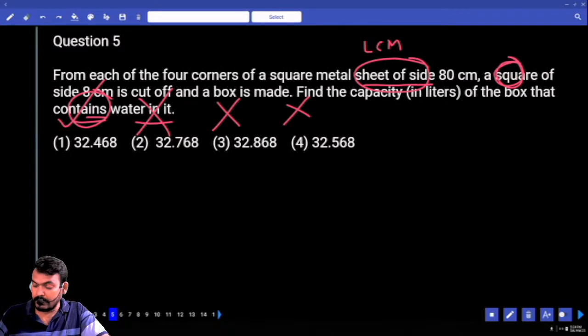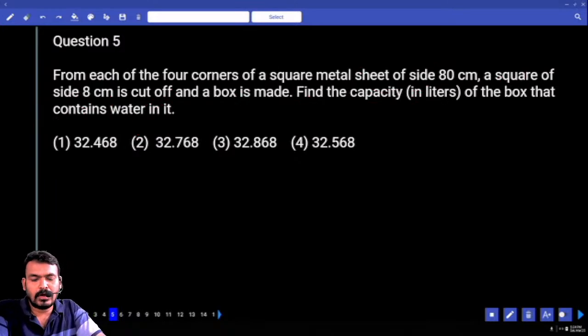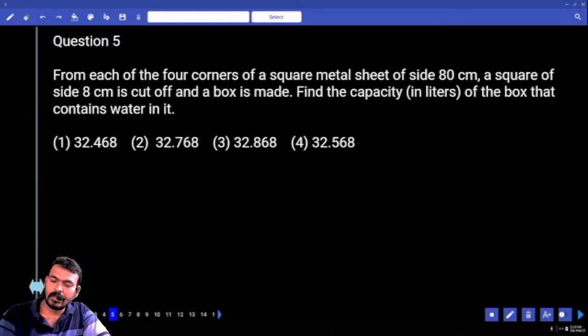Question number 5. From each of the 4 corners of a square metal sheet of side 80 centimeters, a square of side 8 centimeters is cut off and a box is made. Find the capacity in liters of the box that contains water in it. Required capacity in liters.